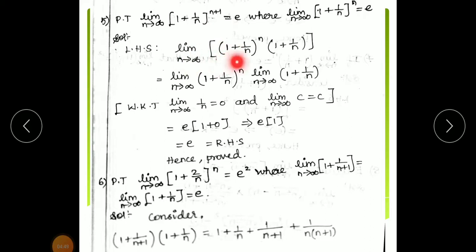So apply the limit separately, and this is e, so we know that e, and this is limit 1/n tends to 0, so 1 plus 0, and constant equal to 1. So e into 1 is equal to e, hence proved.